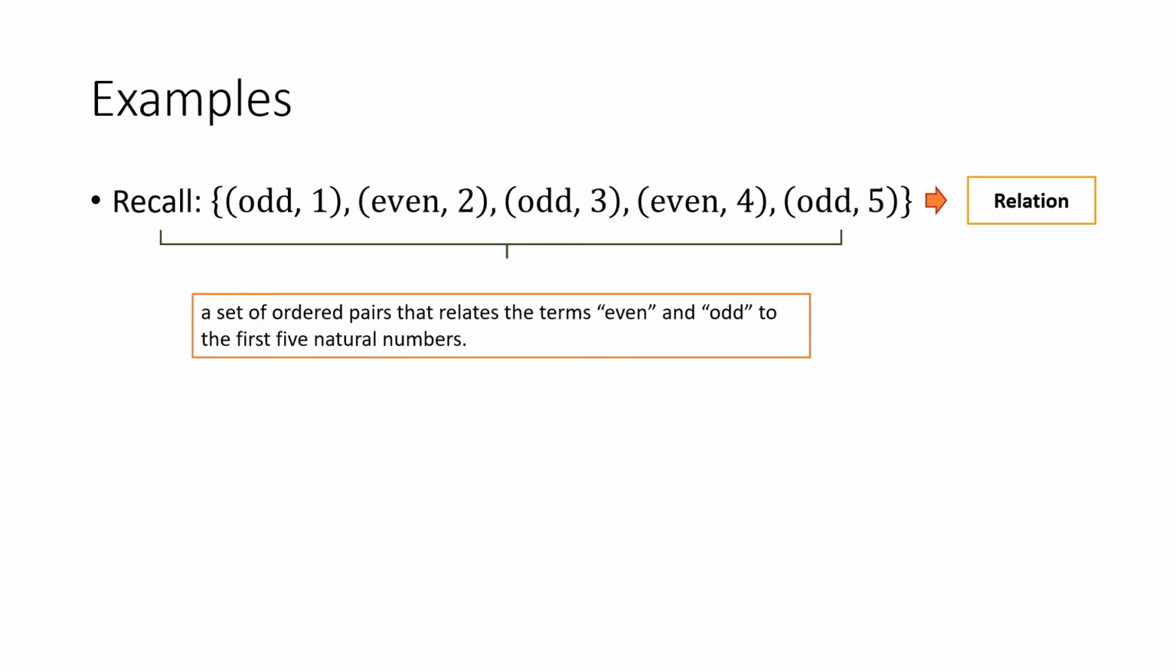So if we are asked, what is the domain of this relation? The domain is the set of the terms odd and even. How about the range of this relation? The range is the set of the first 5 natural numbers: 1, 2, 3, 4, and 5. Now, if we are asked, is this relation a function or not?